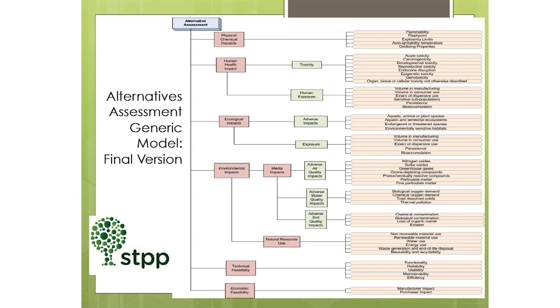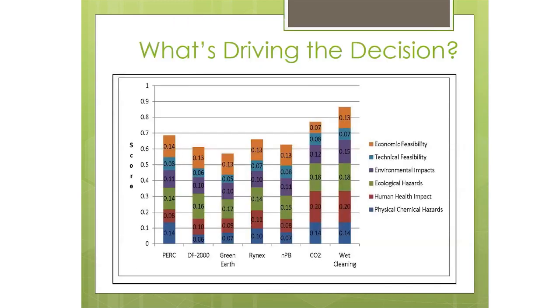So what we did is we created a model that helped to visualize what that meant and what was driving the decision. There's lots of questions inherent in this, of course, such as the relative weighting of each of these. For this particular example, we did equivalent weighting of all these high-level criteria that you saw in that first slide: economic feasibility, technical feasibility, environmental, ecological, and human health impacts, and then also the inherent structure of the chemical itself that we were talking about. This particular example was dry cleaning solvents, garment cleaning solvents. See PERC, Green Earth along the bottom, wet cleaning on the far right.